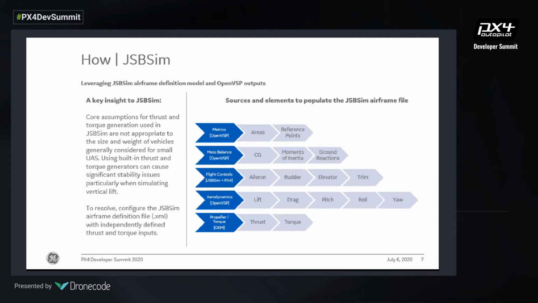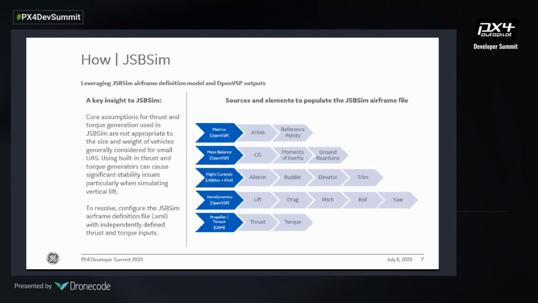So moving to JSBSim, now we wanted to leverage the JSBSim airframe definition model and framework, as well as what we had from OpenVSP to generate our digital twin. So on the right, we broke out the major sources of information that go into the JSBSim model. Again, JSBSim is pretty well supported. There's a lot of documentation online about how to do this, but it's the breakdown that we came up with. So starting with your metrics, so those are your areas, visual reference points, structural reference points in the JSBSim XML definition.